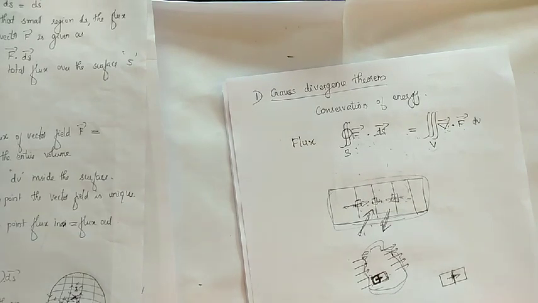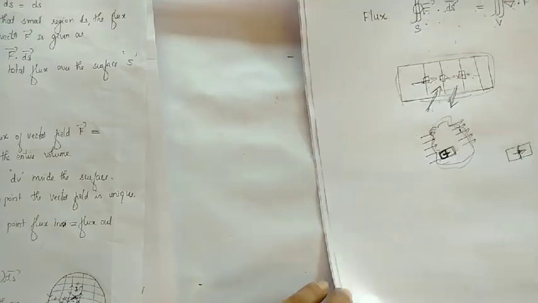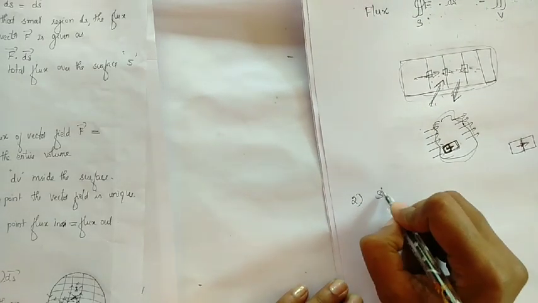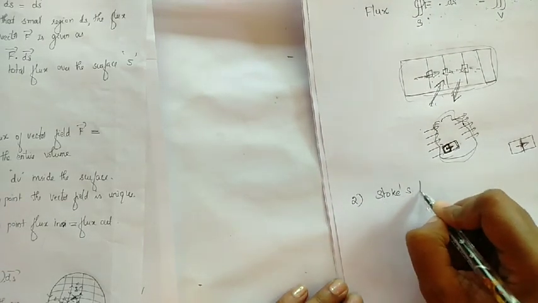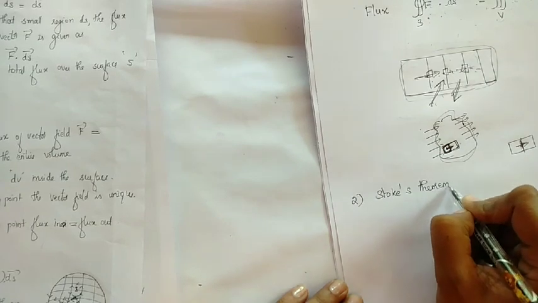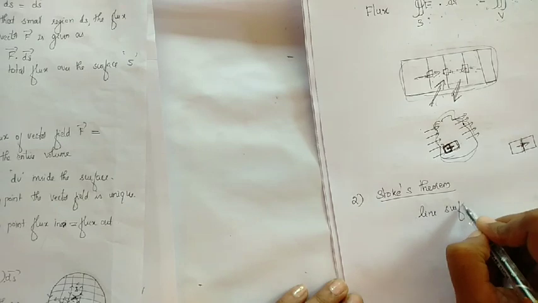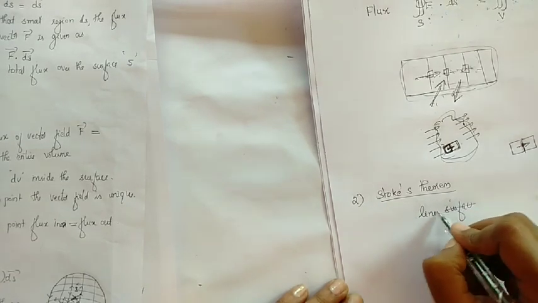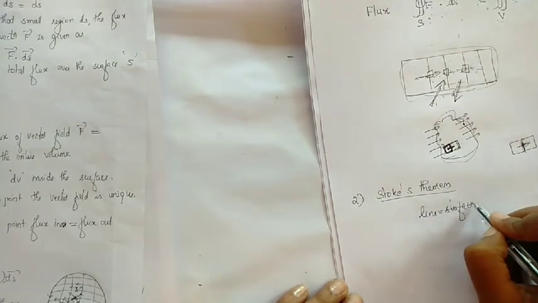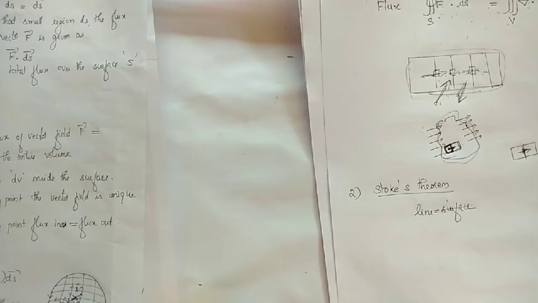Next is Stokes theorem. It is also a very important theorem. Stokes theorem relates line integral and surface integral, a line integral to a surface integral. What does the theorem say?